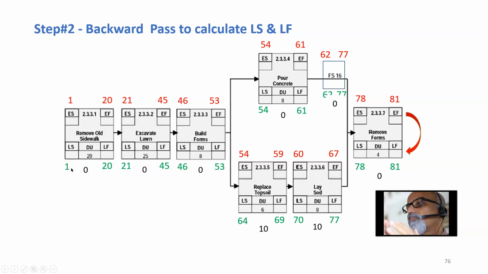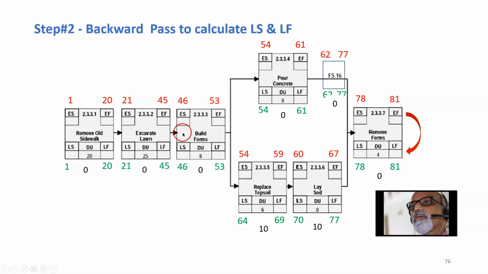So we did the forward pass, calculated the early start and the early finish. Now we did the backward pass and calculated the late start and the late finish. Now float. Float is late start minus early start or late finish minus early finish. So we have to calculate the float for all these things. Here the float is 0, here 0, here 0, here 0, here 0, here 0, whereas here it is 10.